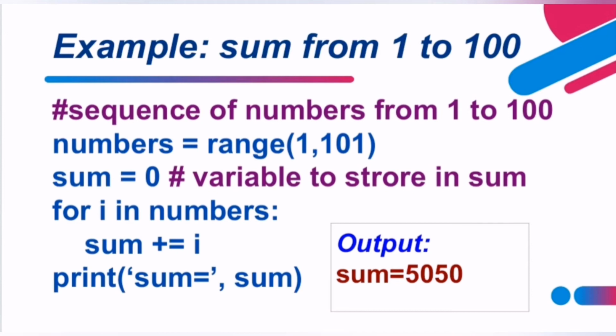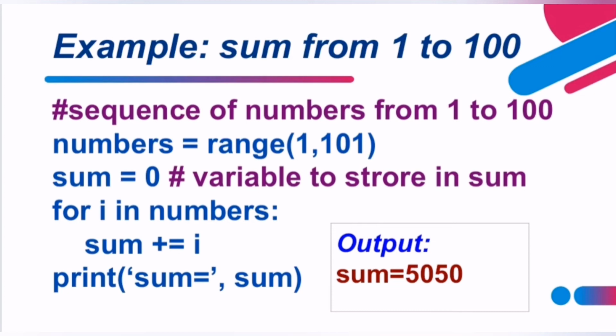Sum equal to 0 here. This is the variable to store the sum. Here the for loop, so for i is the variable in numbers. You can see the variable i will take the numbers from the range sequence. And then sum equal to sum plus i. You can use the shorthand sum plus equal to i. Both are the same. Sum equal to sum plus i is the meaning. And then at last we will print the variable sum. So here the output is 5050.